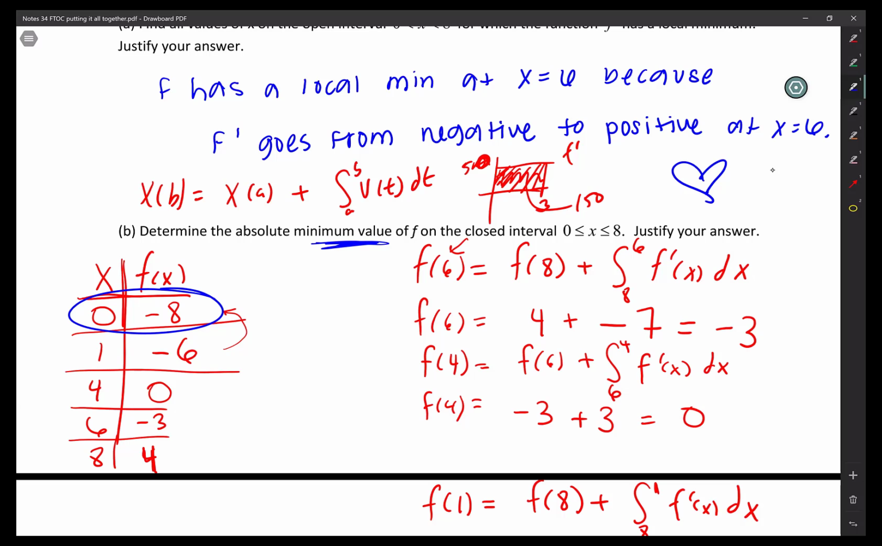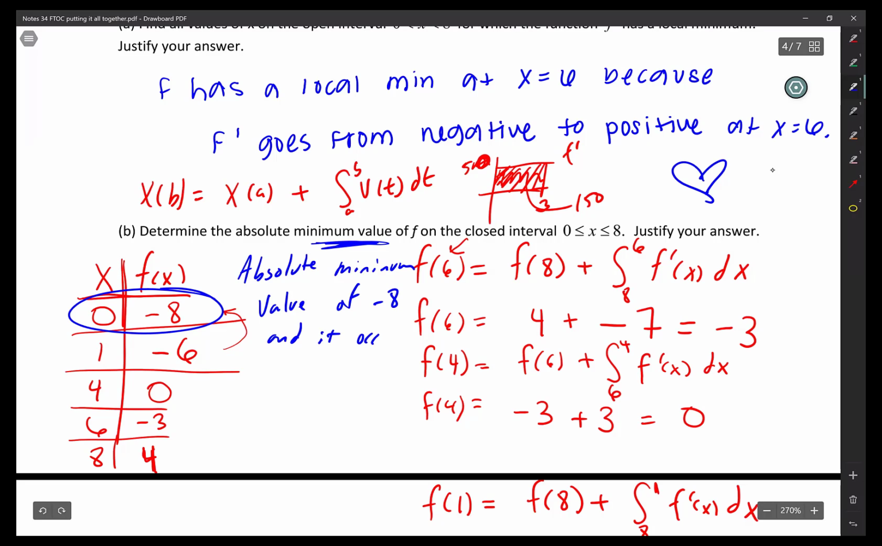Then just make a statement. Do not write an essay. Just write one sentence. I'm going to say absolute minimum. I didn't even spell minimum right. They're not going to take away for spelling, but try to spell words the same as the words in the literature. Absolute minimum value of -8, and it occurs at x equals 0. And I would make sure that it says f somewhere. f has an absolute minimum value of -8, and it occurs at x equals 0. Done. Full credit.